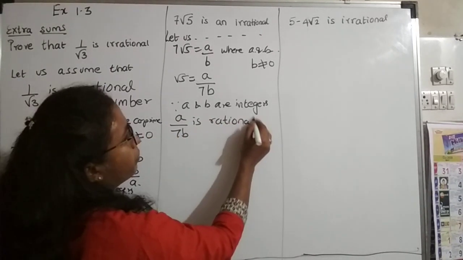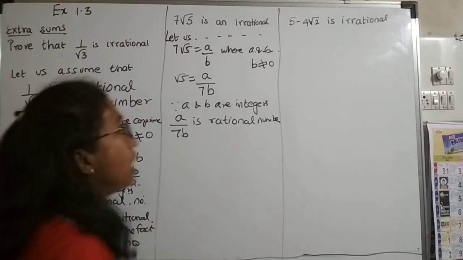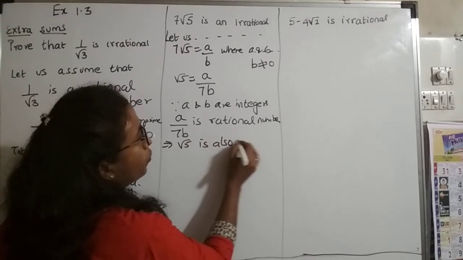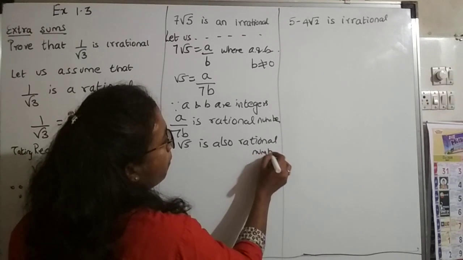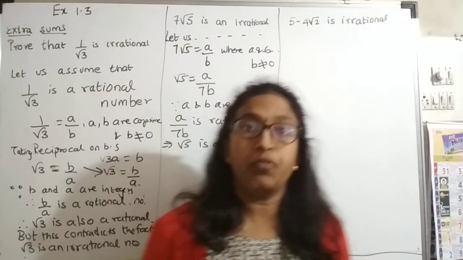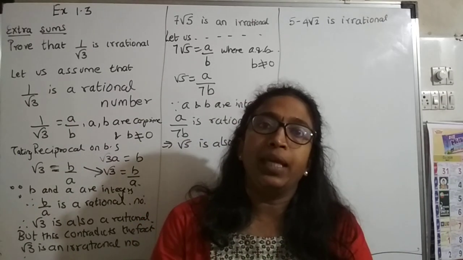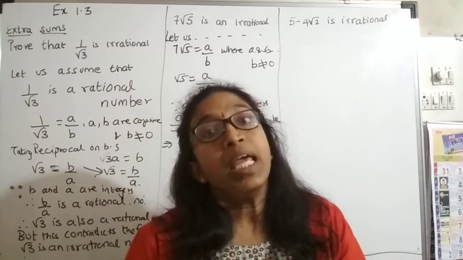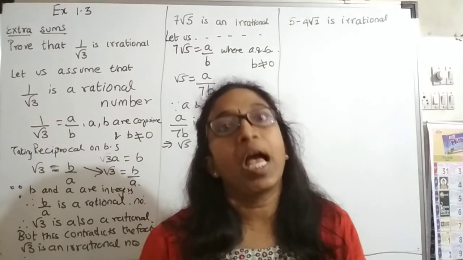So it is a rational number. So if a upon 7b is rational, this implies that root 5 is also a rational number. But this contradicts the fact, as I said, for 2 and 3 marks, we know the fact that root of p, p being a prime number, is always an irrational number. We accept this fact for 2 and 3 marks.